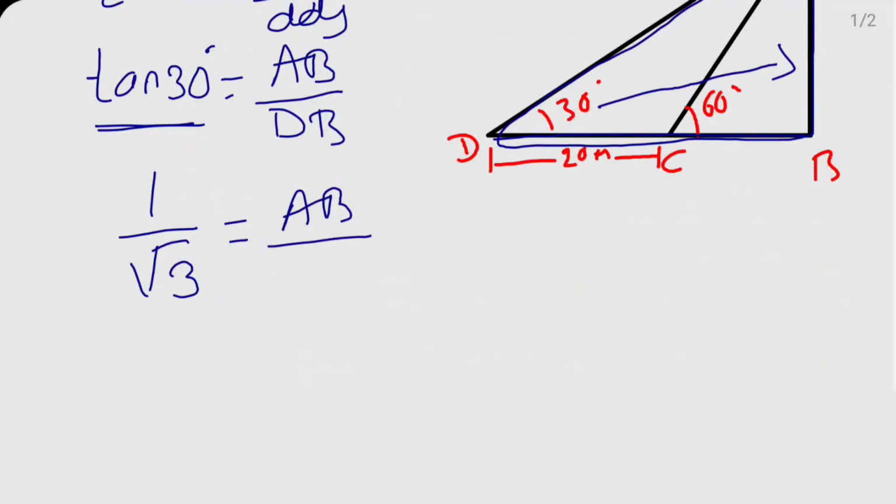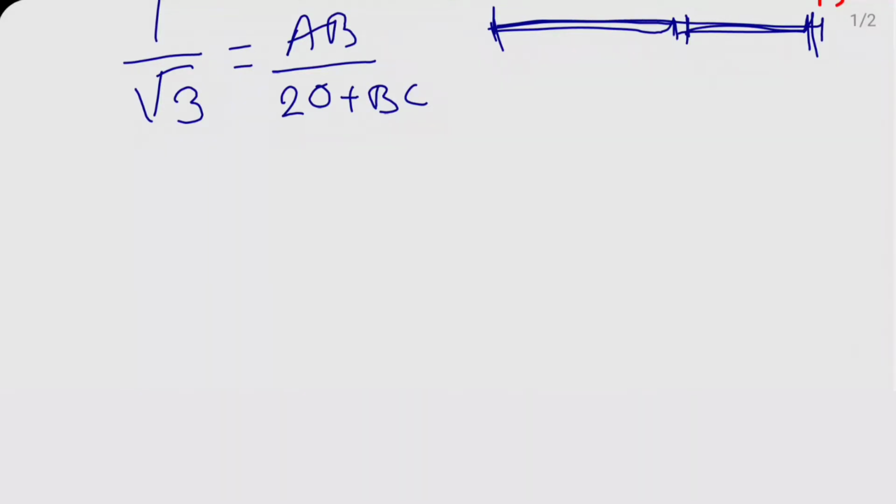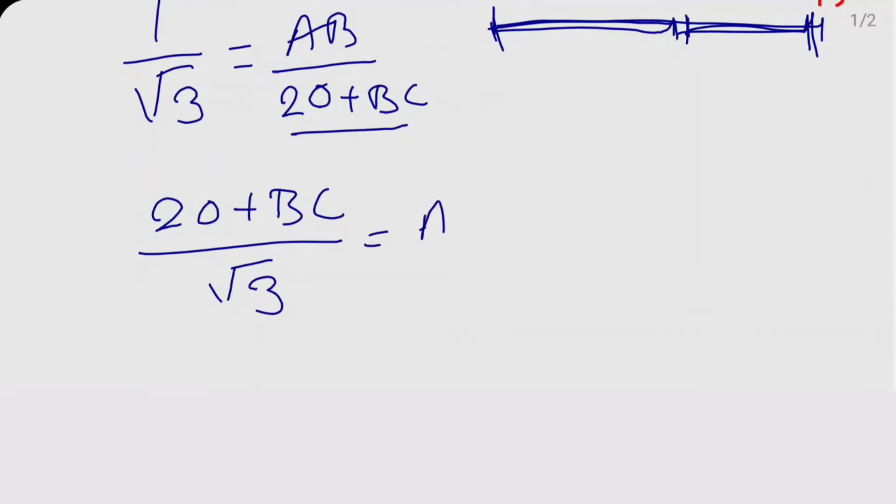AB as it is, divided by, look at the figure, instead of this BD we can write DC plus BC. DC plus BC is BD. So here the DC value they have given is 20 meters. So here 20 plus BC. Instead of this BD we can write 20 plus BC. And now here 20 plus BC comes to the LHS side, it becomes a multiplication. So 20 plus BC divided by root 3 equal to AB.